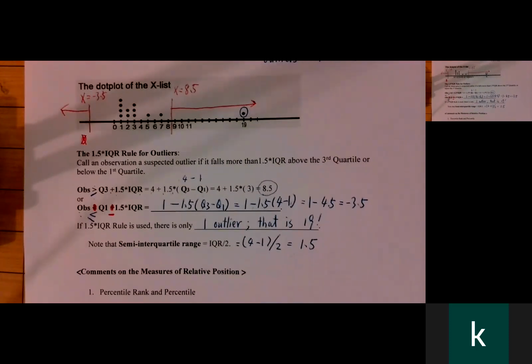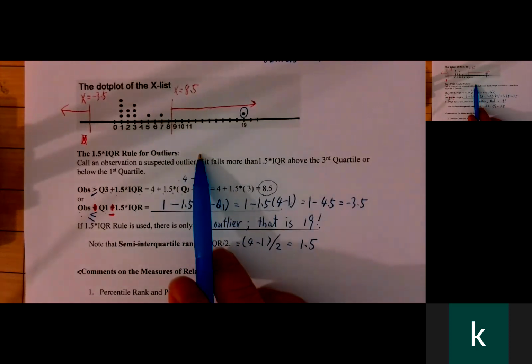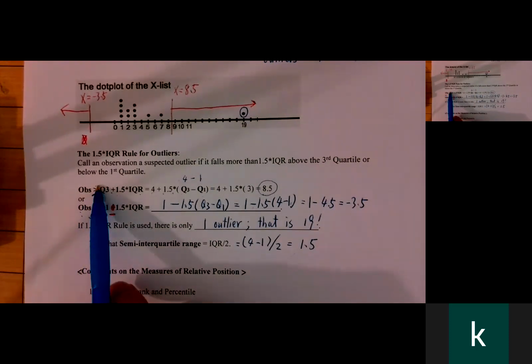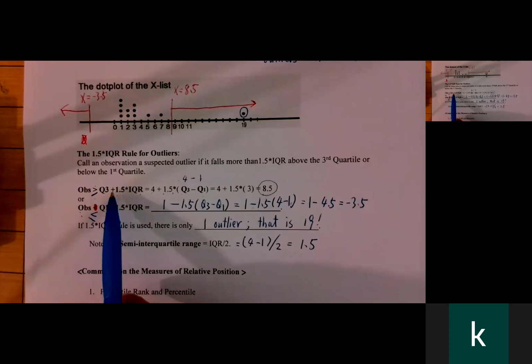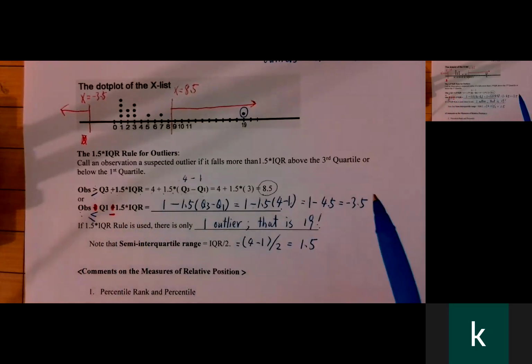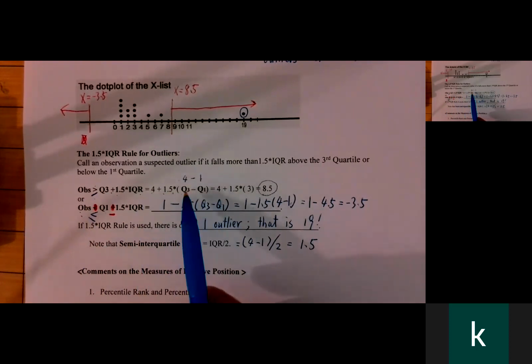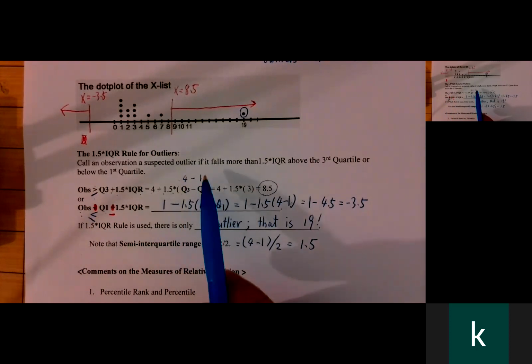So let's look at the details of the 1.5 IQR rule, okay? Any observation in the list that is greater than or equal to Q3 plus 1.5 IQR, we call it what? Too big, okay? We call it too big. And in our example, Q3 is 4, plus 1.5 times IQR, where IQR is Q3 minus Q1. Q3 is 4. Q1 is 1 in our list. So 4 minus 1 is 3.